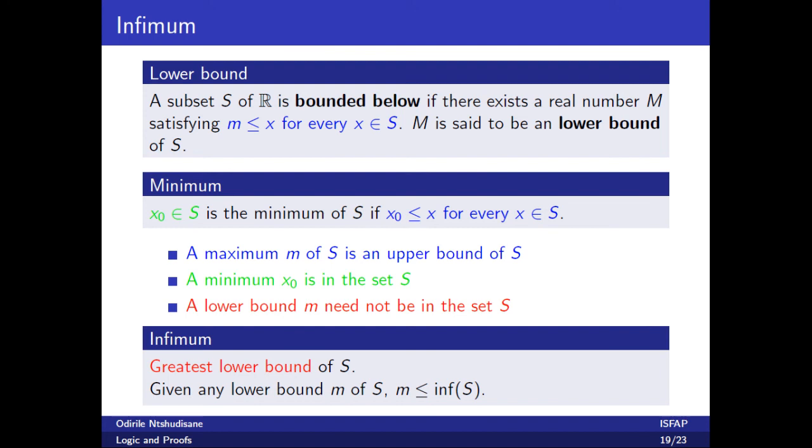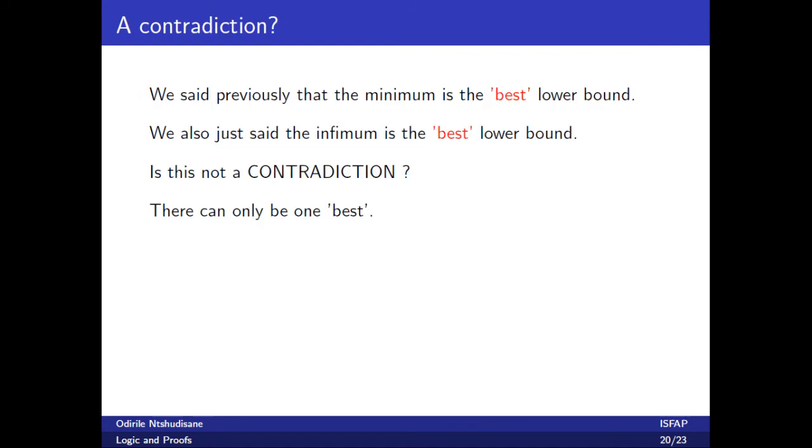That is, given any lower bound, small m of S, the infimum is greater or equal to that lower bound. Notice too that the infimum of S need not necessarily be an element of S. It is simply that it is a lower bound and additionally the greatest of the lower bounds. Now, being the greatest lower bound would mean that you are kind of the best lower bound. But we said that the minimum is the best lower bound. Isn't this a bit of a contradiction? We can't have two bests.